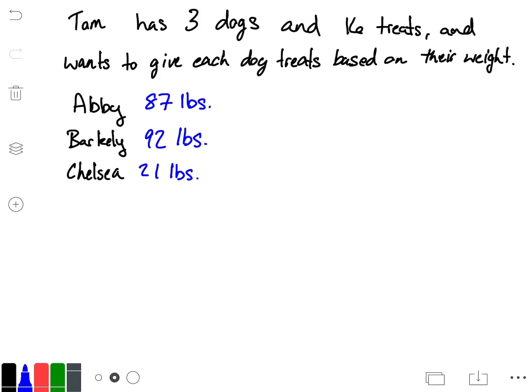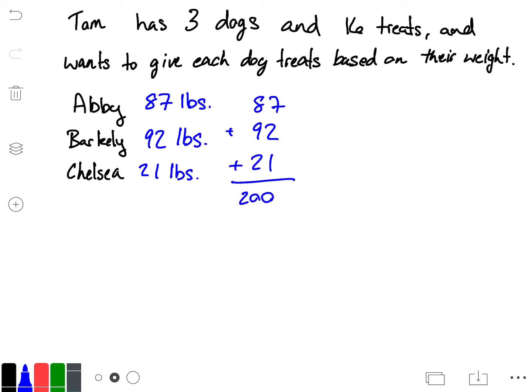So in this example, Tom has 3 dogs and 16 treats, and he wants to give each dog treats based on their weight. So we have Abby, who weighs 87 pounds, Barkley, who weighs 92, and Chelsea, who weighs 21. The first step of this is going to be adding up the total weight of all 3 dogs. So Abby's 87 plus Barkley's 92 plus Chelsea's 21. And that'll give us a total weight of 200 pounds.